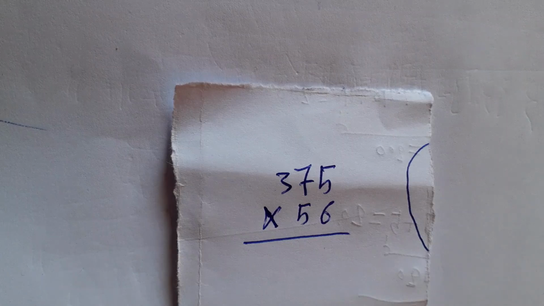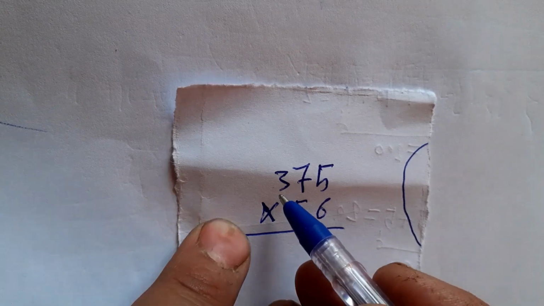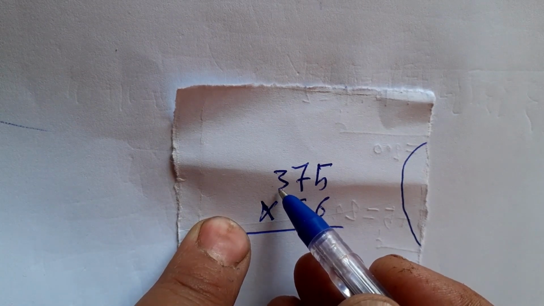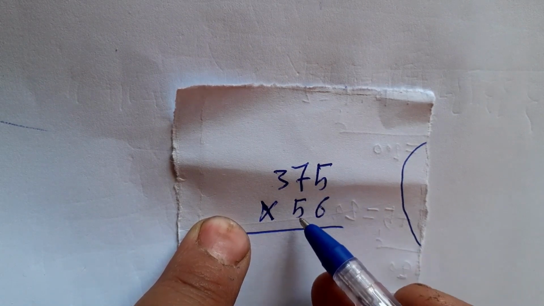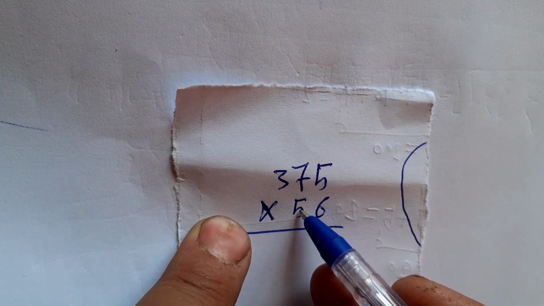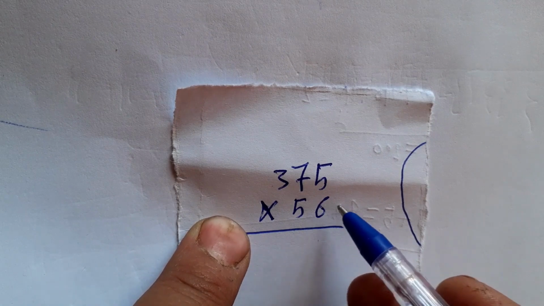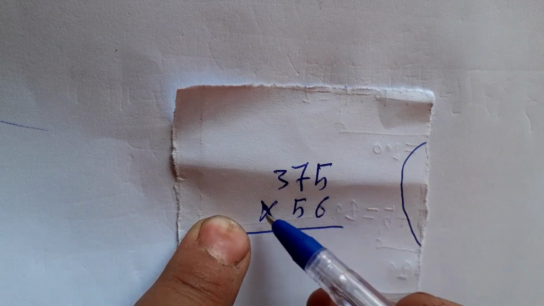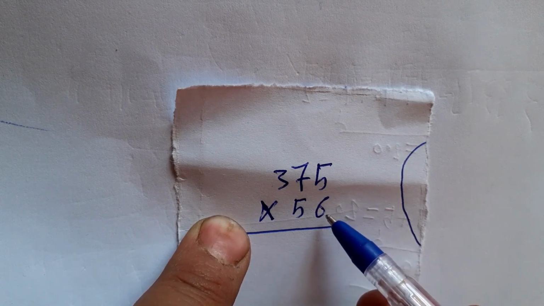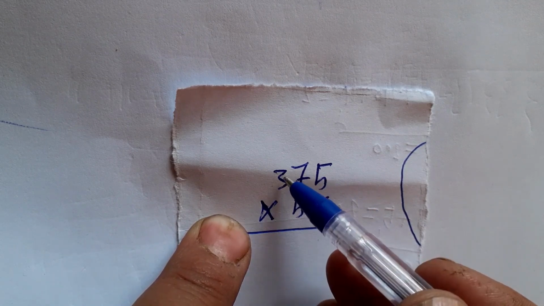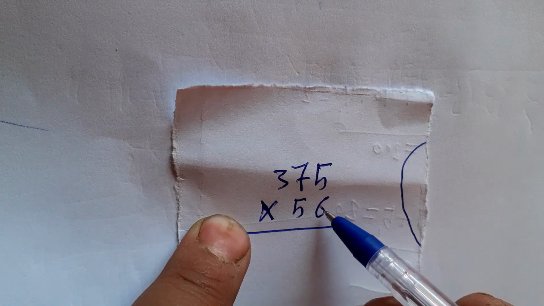Hey, in this video we will multiply multi-digit numbers by multi-digit numbers. For example, 375 times 56. It is a three-digit number. It is a two-digit number. Ones, tens, hundreds. Ones, tens.